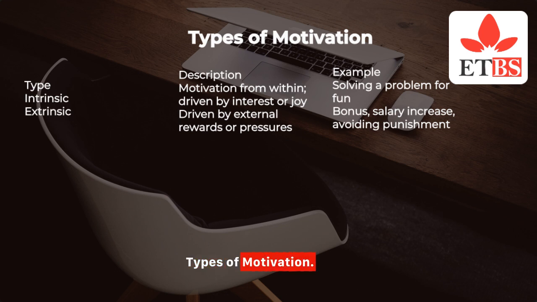Types of motivation. In this course, we will be using type, description, and example in our table. First, intrinsic: motivation from within, driven by interest or joy, such as solving a problem for fun. Second, extrinsic: driven by external rewards or pressures, such as a bonus, salary increase, or avoiding punishment. Blending both types is most effective. Over-reliance on extrinsic rewards can reduce intrinsic motivation over time.